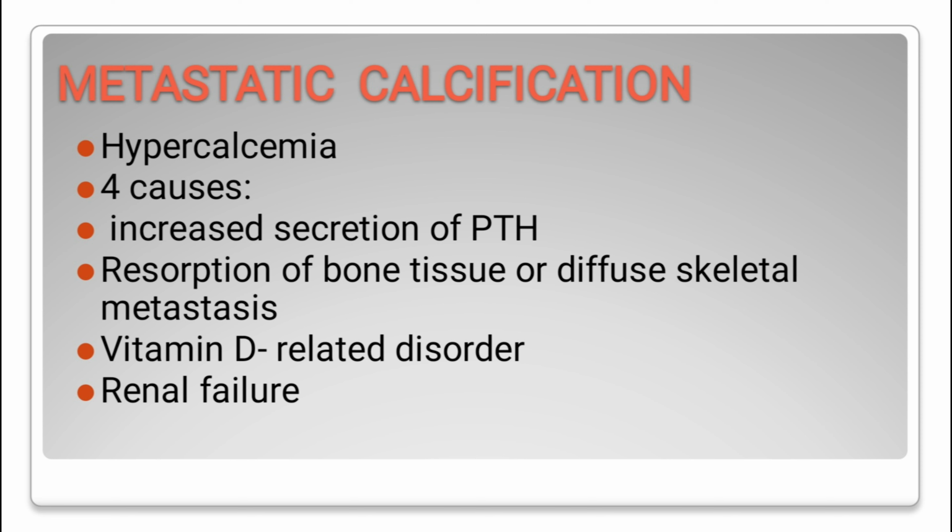Next is the resorption of bone tissue and diffuse skeletal metastasis, like breast cancer, and accelerated bone turnover, as in Paget's disease. And the third is the vitamin D related disorders, including vitamin D intoxication or sarcoidosis, where the macrophages activate vitamin D precursor, and it may also be idiopathic. The fourth is renal failure, which causes retention of phosphate leading to secondary hyperparathyroidism.